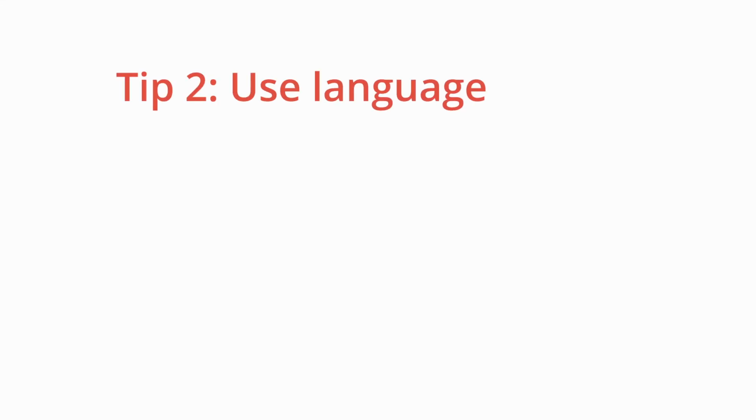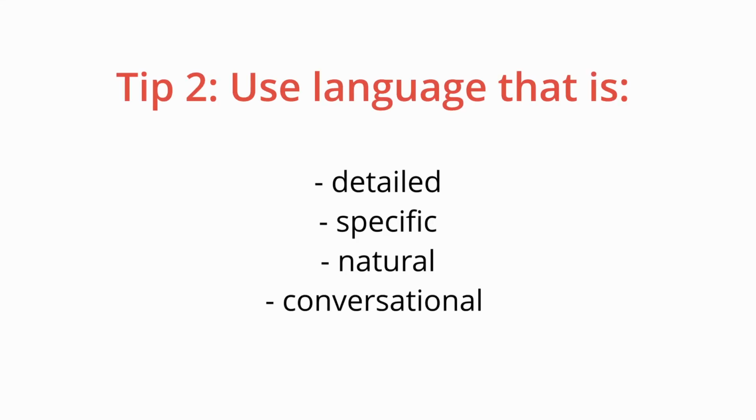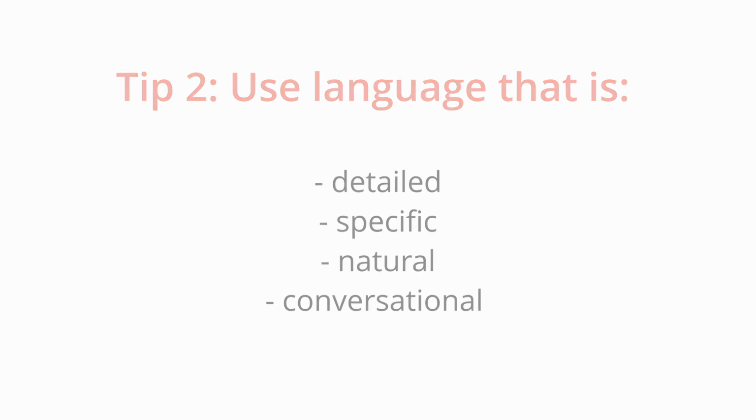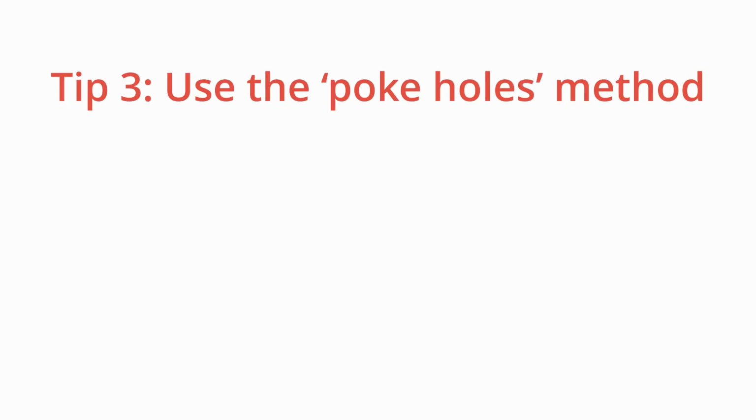Tip 2. Use language that is detailed, specific, natural, and conversational. It might sound obvious, but the more detailed and specific your prompt is, the better the results that you'll get. A lot of people write pretty short prompts, and that really leads to worse output from the AI. And the more natural, conversational language that you use, the easier it is for the AI to understand what you're looking for.